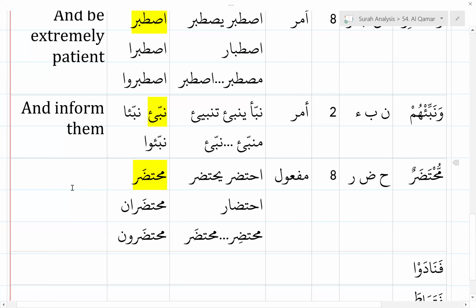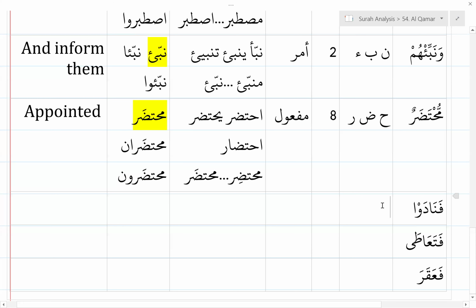Do you know the meaning of محتضر? That is to be present. One who attended, or appointed, or apportioned. Like to make an appointment. So now, the water is appointed for you on one day and appointed for the camel on one day.